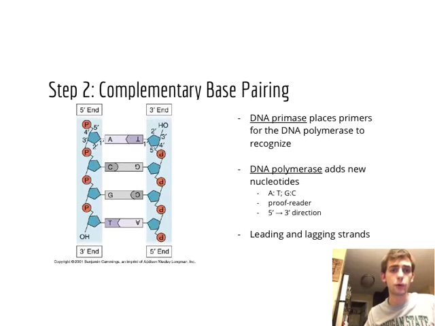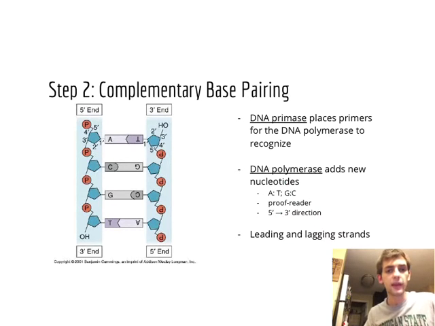DNA polymerase has several roles. One of those roles, as it's adding nucleotides, is to also check itself, to make sure it's actually hooking up A to T, G to C. And if it messes up, it can actually fix those mistakes. What else is important to understand is that it can only add nucleotides from the 5' end to the 3' end.